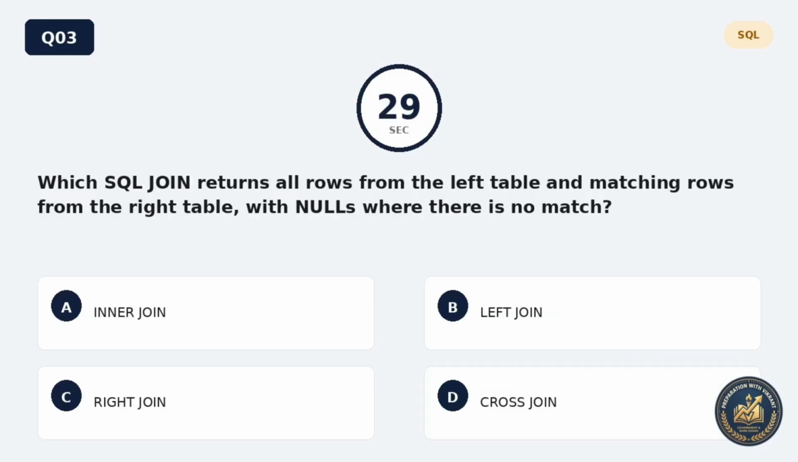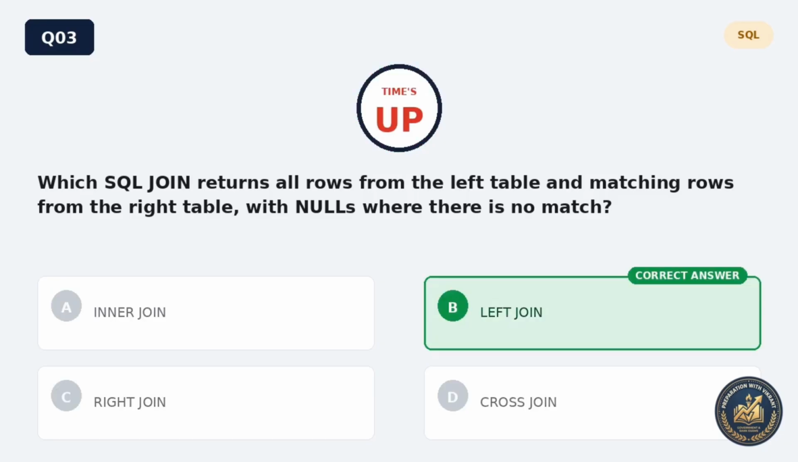Moving to next question. Which SQL join returns all rows from the left table and matching rows from the right table with nulls where there is no match? Option A inner join, option B left join, option C right join, option D cross join. So the correct option is option B, left join.